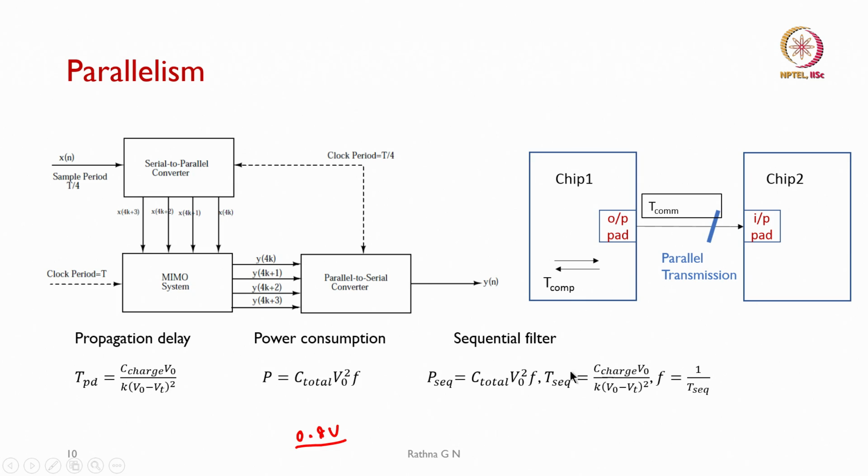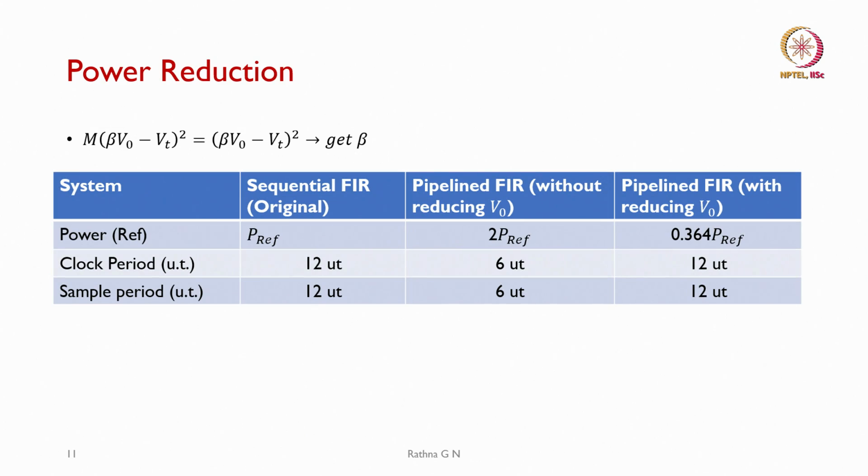The equation given for the sequential one is C charge into V naught divided by k into (V naught minus V t) whole squared, and F is given by 1 by T sequential, that is the frequency of operation. Now, how we reduce the power by pipelining: m stages of pipeline we will be considering, by substituting in the equations.